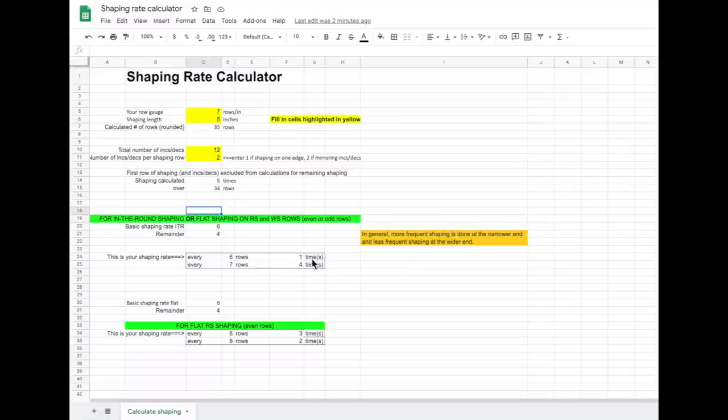For flat shaping, where you're only doing it on even rows, the basic shaping rate is again every 6 rows, and that remainder is again 4 rows, but it's going to be divided up into 2 spots. So you're going to be doing every 6 rows 3 times and every 8 rows 2 times.